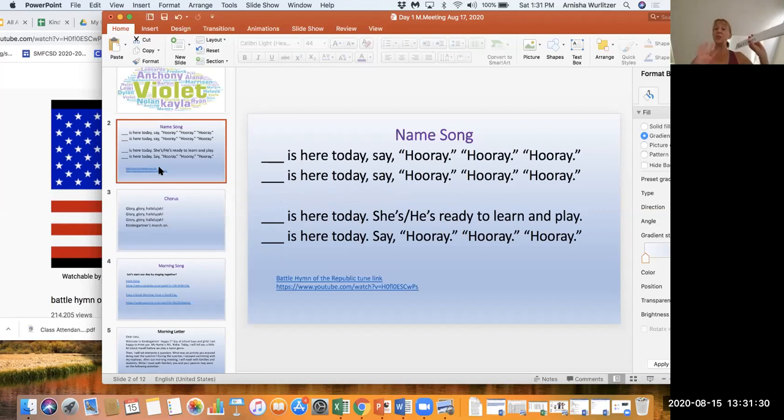They say hooray, hooray, hooray, and Harrison stands up. Harrison is here today. Say hooray, hooray, hooray. We're all waving at Harrison. Harrison is here today. He's ready to learn and play. Harrison is here today. Say hooray, hooray, hooray.